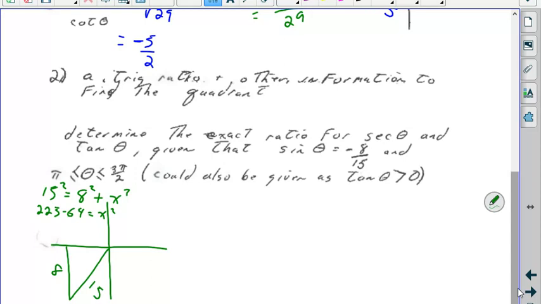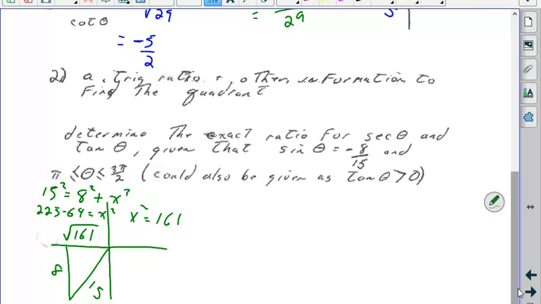225 minus 64. It's not a special triangle. It's not a Pythagorean triplet, so I can play out. 160. So, thank you. X squared is equal to 161. X is equal to the square root of 161. I'm going to try to reduce it.